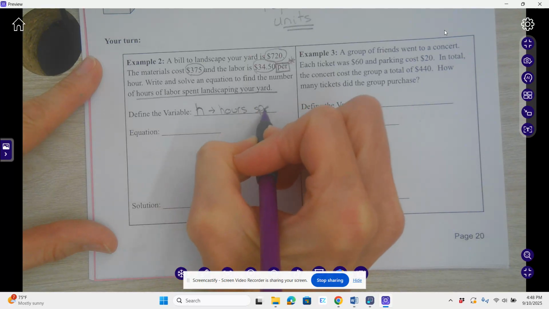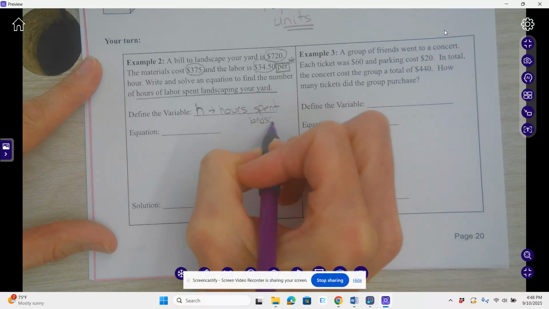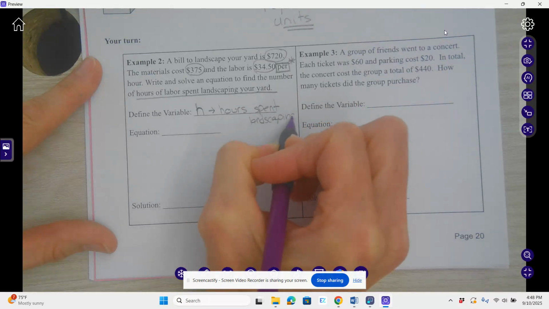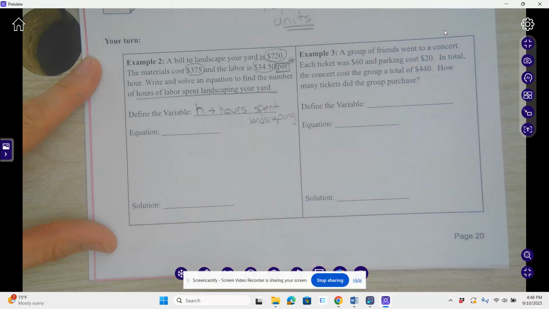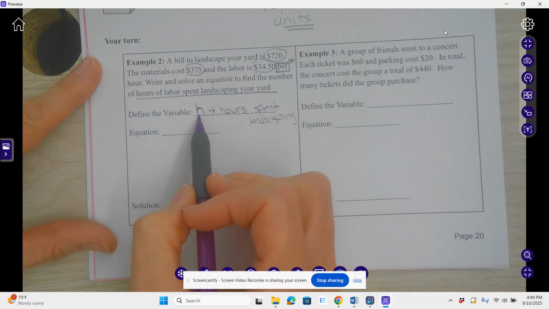spent landscaping. You know, landscaping is like putting in flowers, cutting the grass, making the yard look pretty. So you're trying to figure out how many hours it is going to take to landscape my yard.